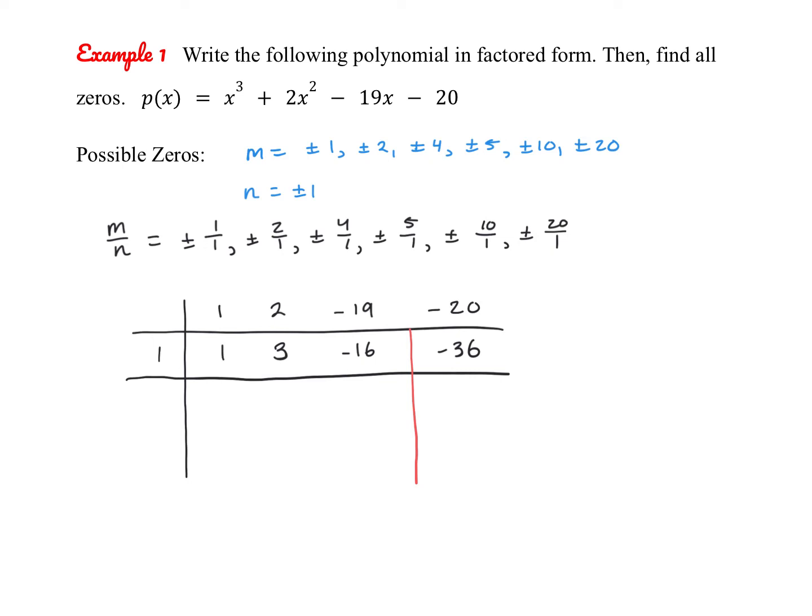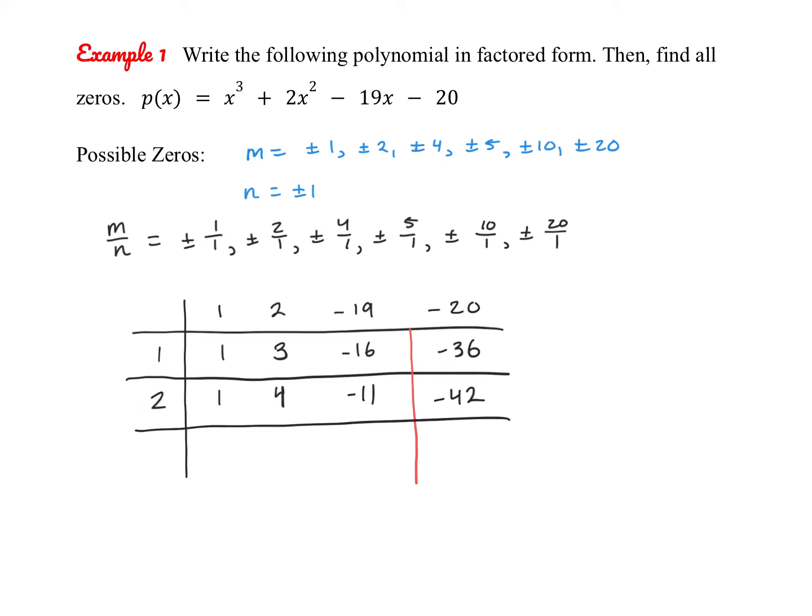Let's try positive 2 and see if that works. Again, drop down your first number. 2 times 1 plus 2 is 4. 2 times 4 plus negative 19 is negative 11. And then 2 times negative 11 plus negative 20 gives us negative 42. Again, our remainder is not 0, so that means that 2 doesn't work.